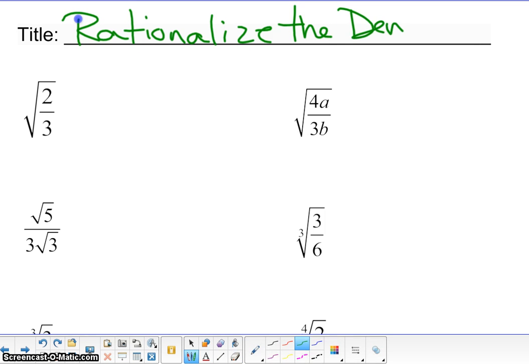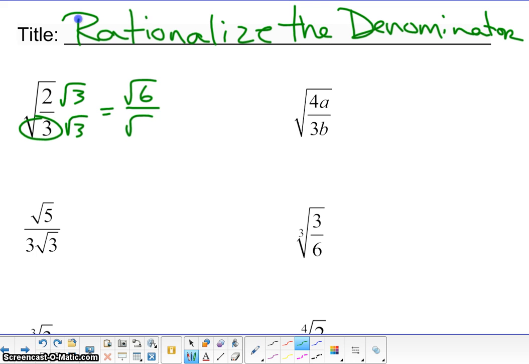And what you're going to need to know is we want to multiply whatever the bottom radical is. We're going to multiply the top and the bottom. So I'll show you what happens when you multiply by the radical on the bottom. The top becomes radical 6. The bottom becomes radical 9, which, if you multiply the denominator by itself, will always be a perfect square. So you have square root of 6 over 3.